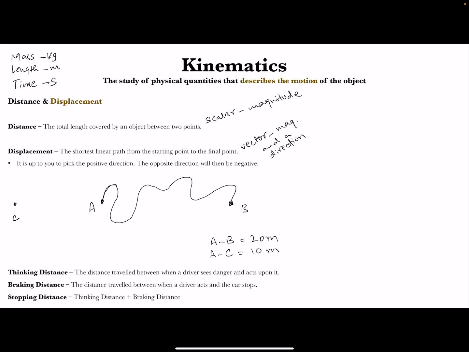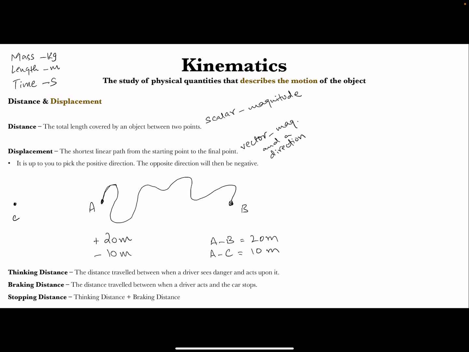But if I ask you what the displacement is, it is basically the shortest linear path from the starting point to the final point. So let's say I started from A and I went to B. And so my displacement would be 20 meters. All right. Now let's say I ask you what the displacement from A to C is. If I go from point A to point C, what's my displacement going to be? Well, it's going to be negative 10 meters. Why negative? Because if this was my origin, and if I'm traveling to the right, then it has to be positive, if I consider that positive. If that is positive, then to the left, we're going to have a negative displacement.